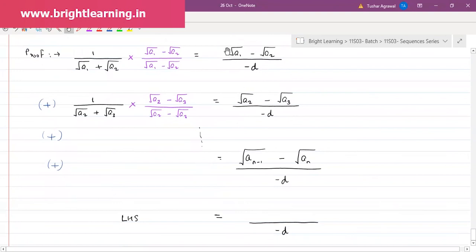So what will survive? Just the first term, under root a1, will survive over here, and the last term, under root an, will survive. All the middle ones will get cancelled in pairs: negative, positive, negative, positive, negative, positive. Is this clear?